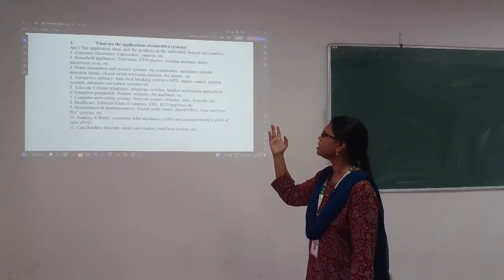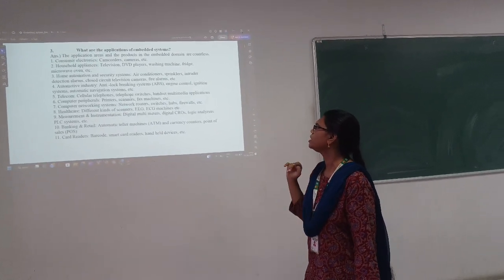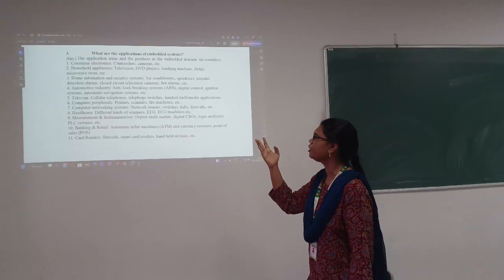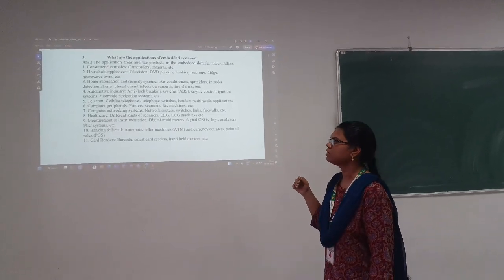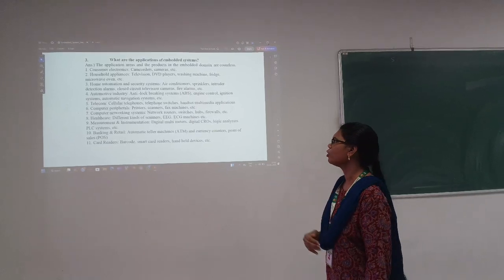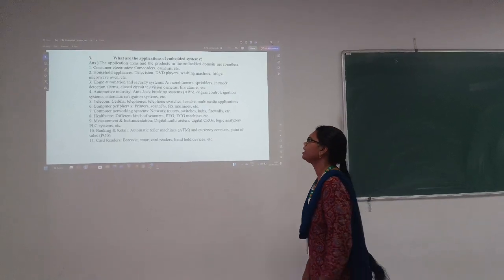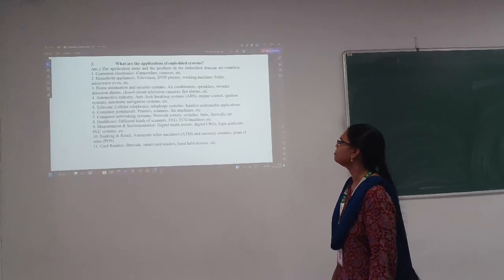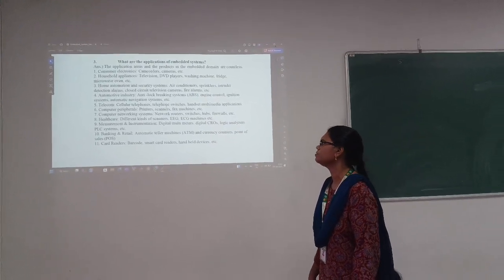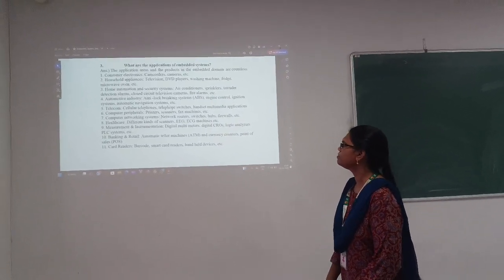Next one is home automation and security systems. As we are mentioning a security system, we will be using intruder detection algorithms, where we will be using CCTVs also, etc. All are examples of home automation. And the next one is the automotive industry, where we will be using an anti-lock braking system, engine control, ignition systems, automatic navigation systems, etc.